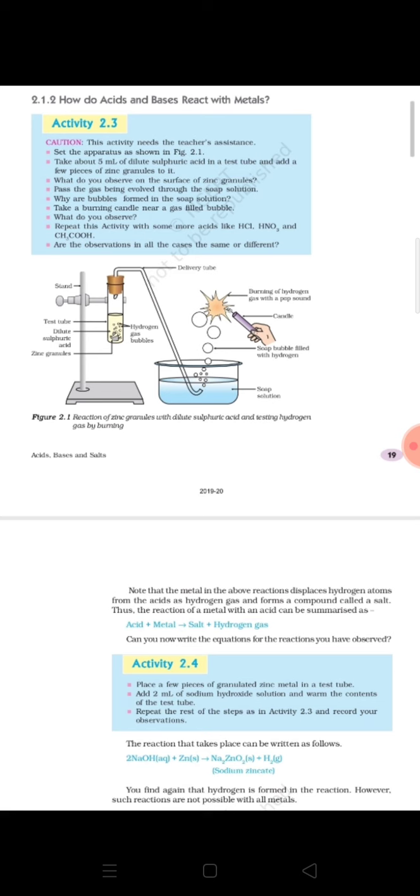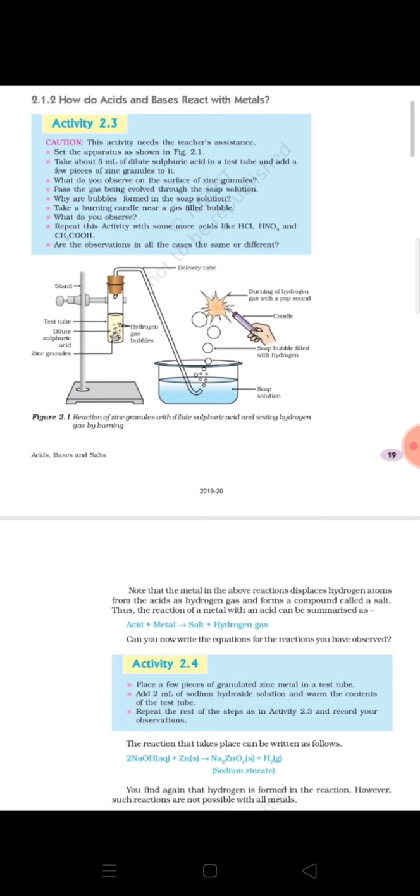Here it is given: note that the metal in the above reaction displaces hydrogen from the acid as hydrogen gas and forms a compound called a salt. Thus the reaction of a metal with an acid can be summarized as: acid plus metal gives salt and hydrogen gas. Can you now write the equations for the reactions you have observed? I think you will be able to write this, so try to write the reactions. Write the reaction of zinc metal with sulfuric acid as well as with hydrochloric acid.